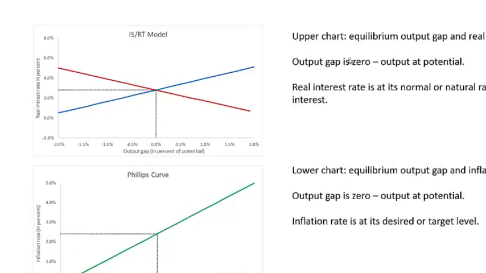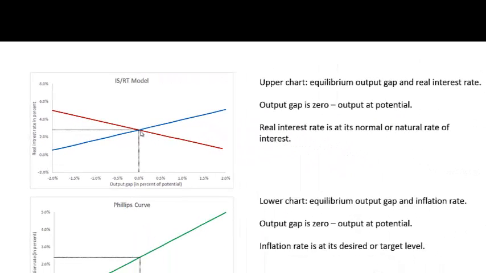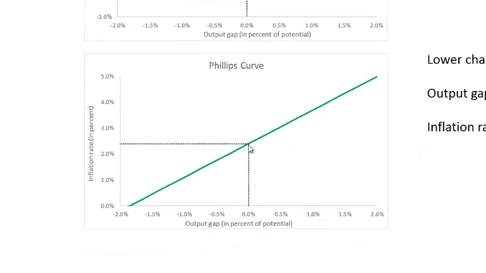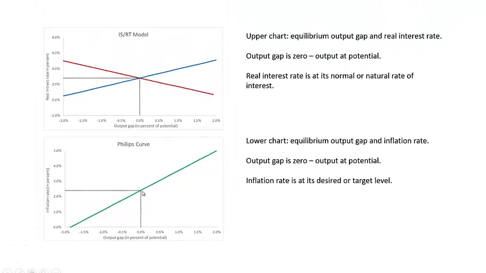In the upper chart, we see that economic equilibrium occurs where the IS and RT curves intersect. The output gap is at zero. Output is at its potential level with the real interest rate at its natural level. In the lower chart, we see that the inflation rate corresponds to a zero output gap, assuming that there are no extraordinary economic events or shocks.